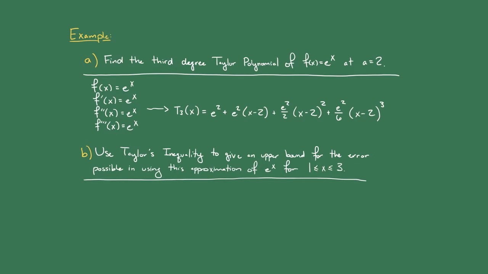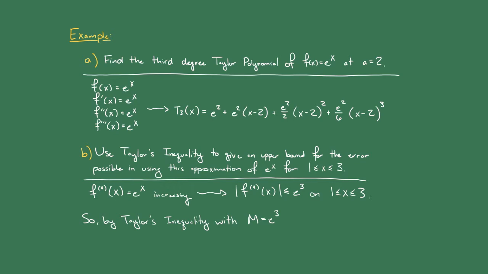Again, since f of x is equal to e to the x, the fourth derivative of f is, again, e to the x. Just like we found in the previous example, e to the x is increasing, and so it attains its maximum at the right endpoint of our interval. In particular, the absolute value of the fourth derivative of f is bounded above by e cubed on the interval 1 to 3.